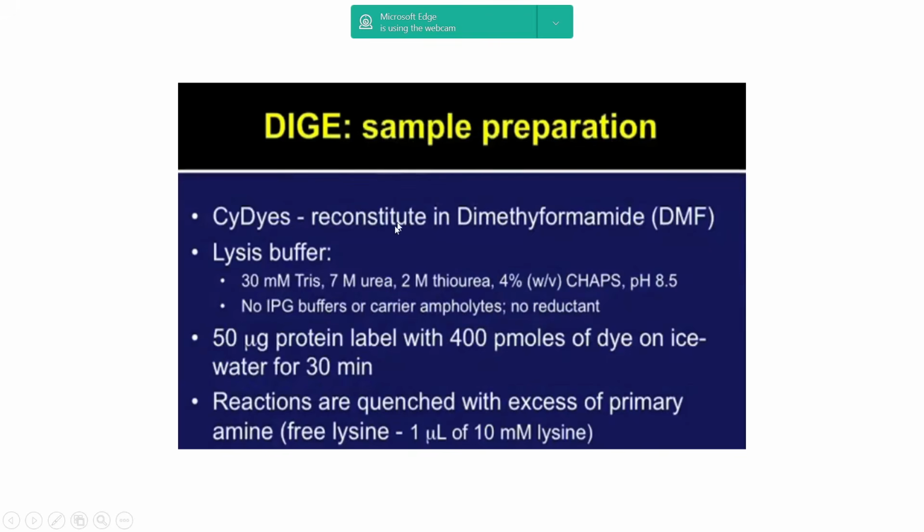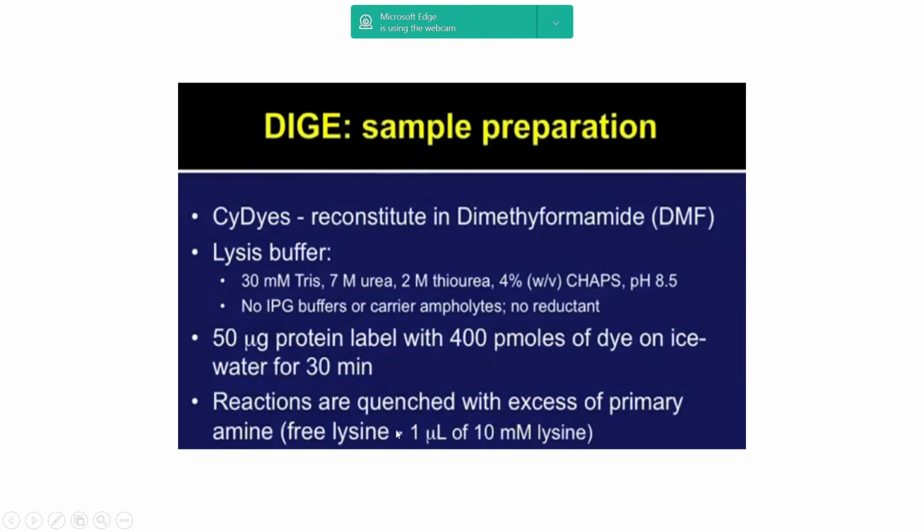While preparing samples and adding this specific dye, you basically dissolve these dyes into DMF initially, and this much amount of dye can label 50 microgram of protein. So if you want to label this much protein, you would require 400 picomoles of dye, which will be able to label around 50 microgram of protein.